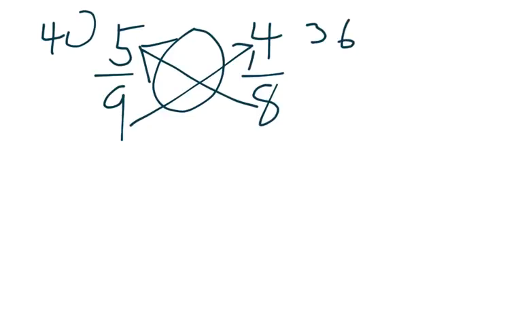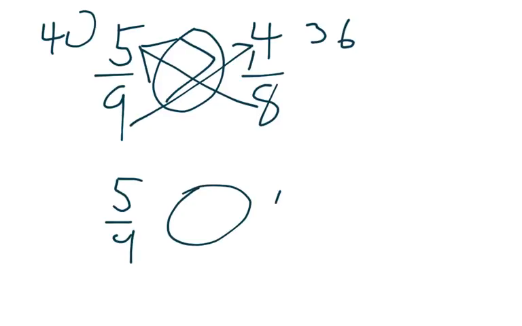Which one's greater, 40 or 36? Well, 40 is greater. So 5 ninths, in case you can't see it up there, is greater than 4 eighths. So again, you just have to skip that step of multiplying the denominators and just say, I'm going to go across, 8 times 5 is 40, and I'm going to go across, 9 times 4 is 36.